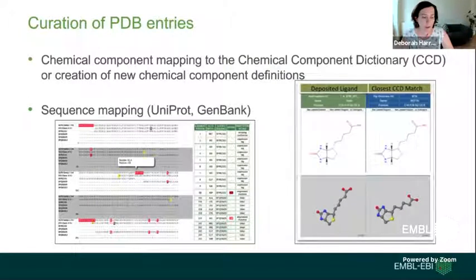Next, please. So what kind of data do we curate? Mainly 3 things. The first curation consists in mapping the chemical components, so ligands, to the chemical component dictionary. Or if it's a new ligand that comes in, then we create a new definition. The second curation concerns sequences, where we map protein sequences to the UniProt database. As it was mentioned before, this is a reference database for which we use the identifiers. And nucleotide sequences are mapped to GenBank. And at this step, we also enrich the sequence annotation by adding any information regarding expression tags, engineered mutations, deletions or insertions, etc.